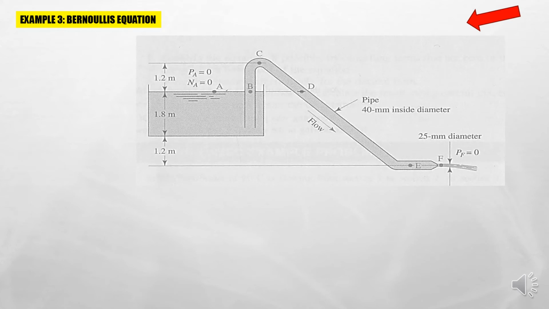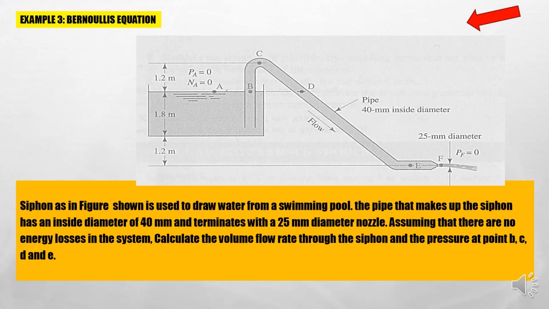Alright, so now let's do an example for Bernoulli's equation in a special case in which a point is exposed to the atmosphere. The example shows a siphon, as shown in the figure above, which is used to draw water from a swimming pool. The pipe that makes up the siphon has a diameter of 40 millimeter.